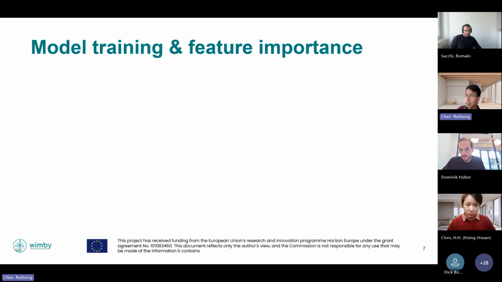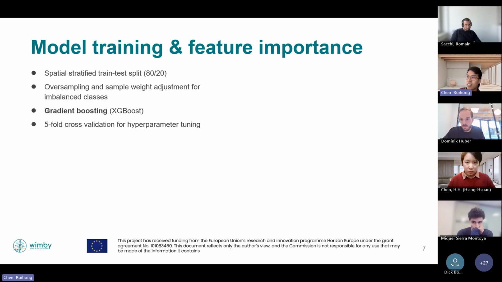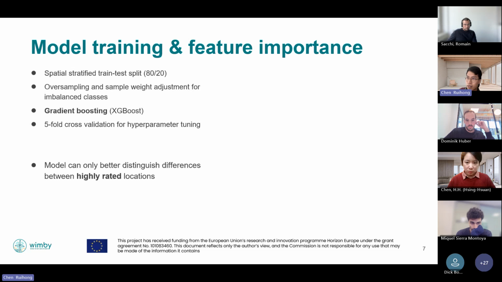Next I will give you some small details of the model training. If you don't know machine learning that well, these are just some words you might want to know, but no need to go into details. We use a spatial stratified split, to make sure the data was sampled from different locations and with the same distribution. We use oversampling techniques and also adjust the sample weight. The chosen algorithm was gradient boosting, and we use cross-validation to tune the hyperparameters. But these are the details. You don't need to care much about it.